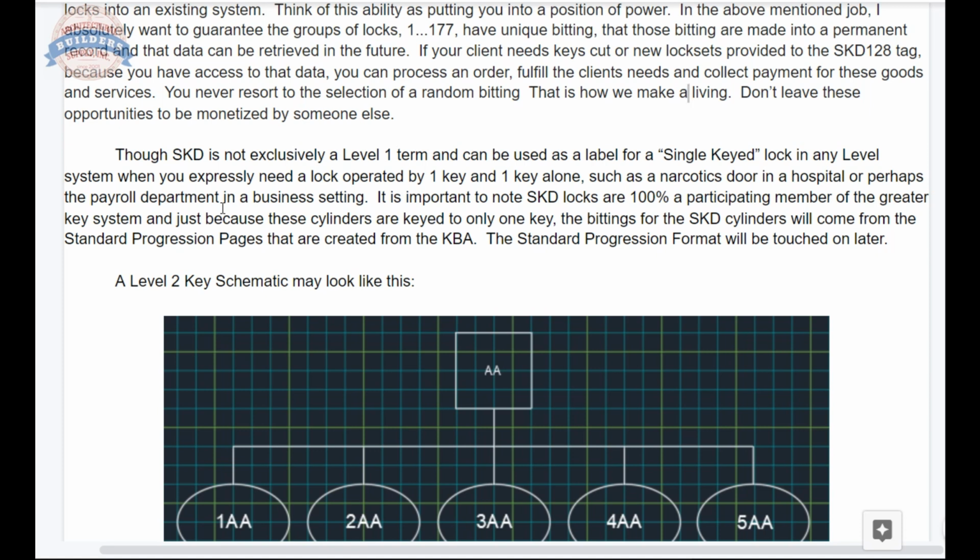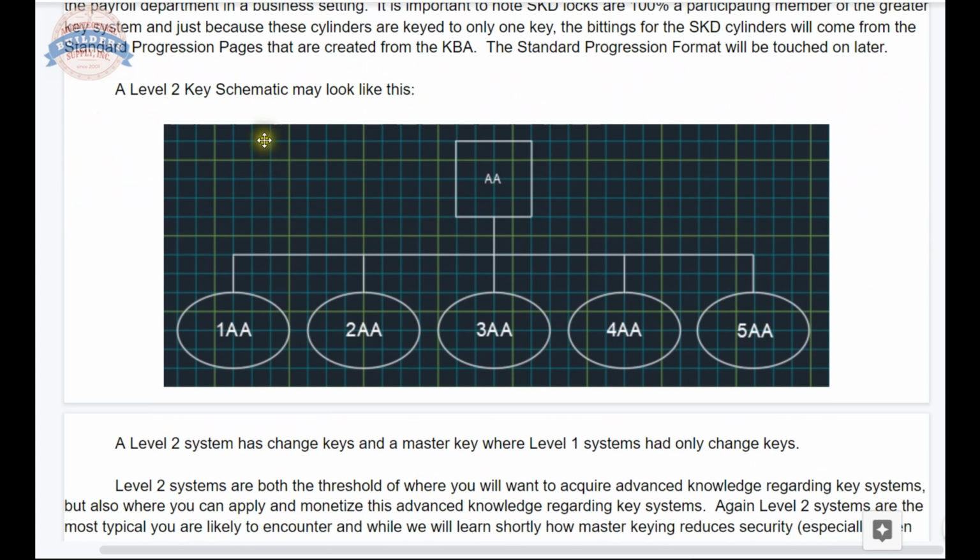What I'm saying there is, just because they're not mastered, meaning just because they're not in a sophisticated keying system, those biddings are absolutely every bit of part of your biddings that your key bidding array can produce as any other biddings, regardless of how they're keyed. The standard progression format will be touched on later. Now here's a level 2 schematic.